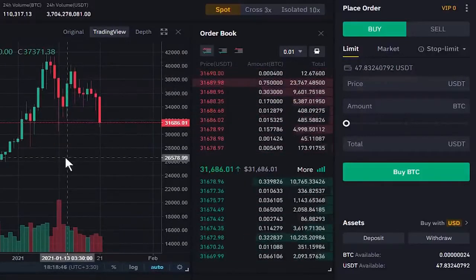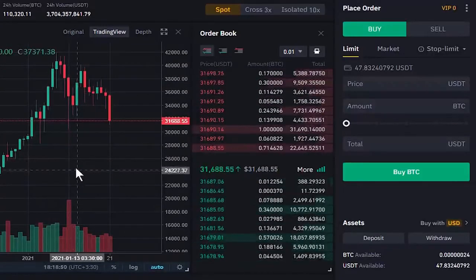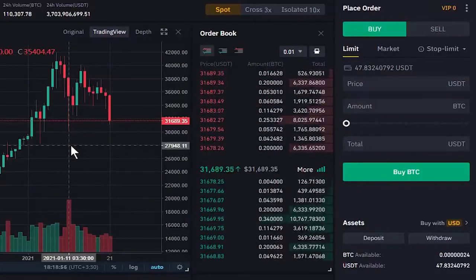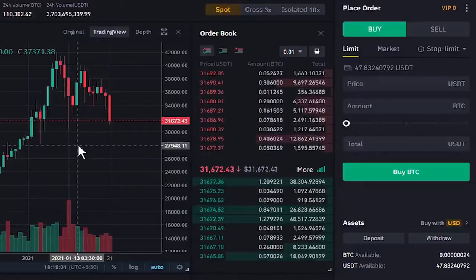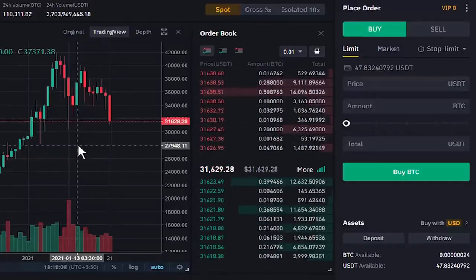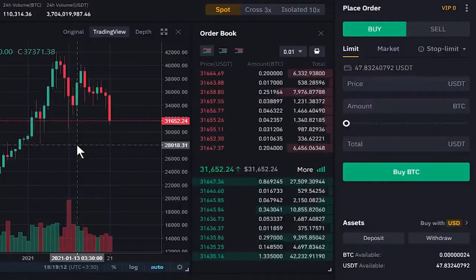Okay, let's see it in practice. Consider that you have analyzed the chart and you think that 28,000 is a significant support level, for example, and you think that the price will fall to this level, and this price is a good opportunity to buy Bitcoin. So you can place a limit order, so your buy order will be executed at your limit price or a better price.